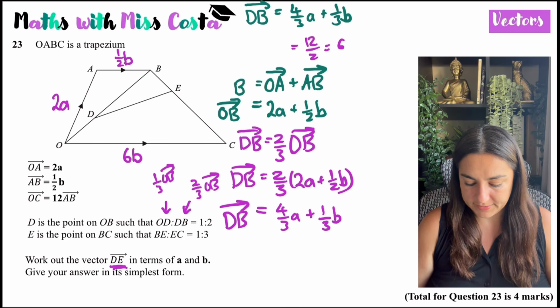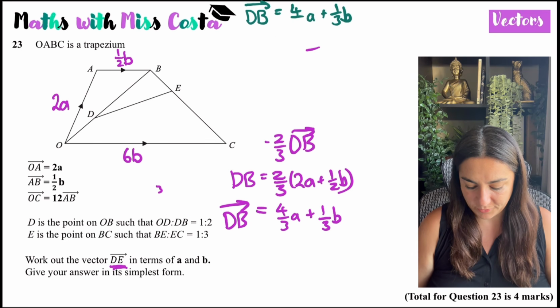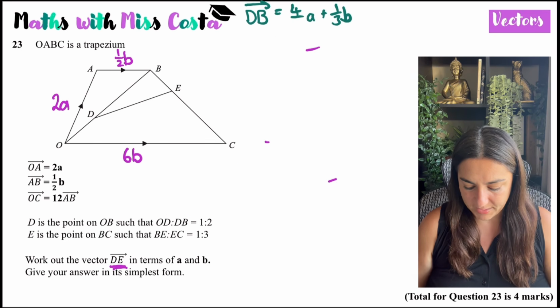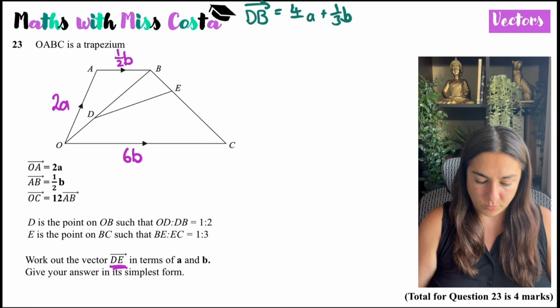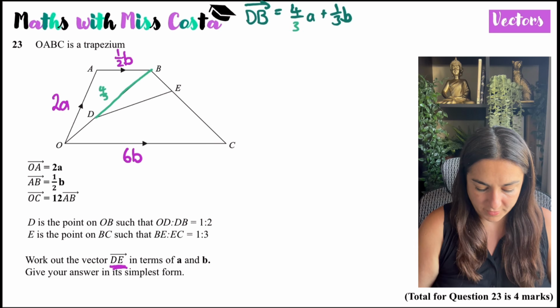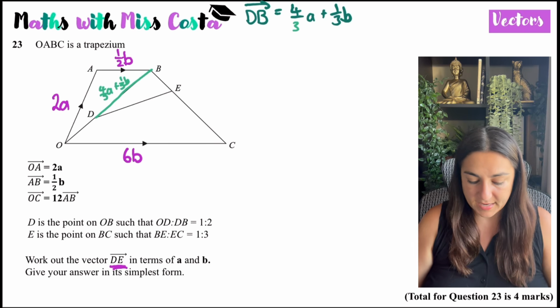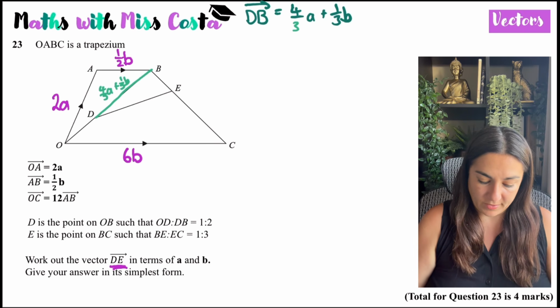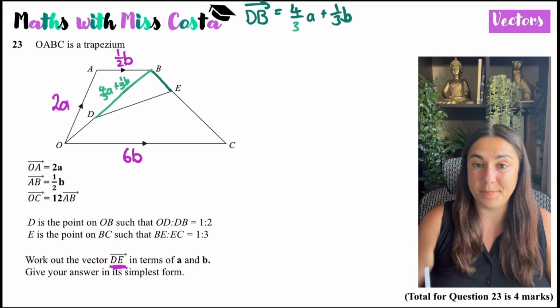You're going to have lots more paper than me, so you're not going to need to worry about all of this space. Okay, the next thing that I'm going to want, so I've figured out what this is. I know it's 4/3 A plus 1/3 B. Now, what I'm going to want to figure out is what BE is.